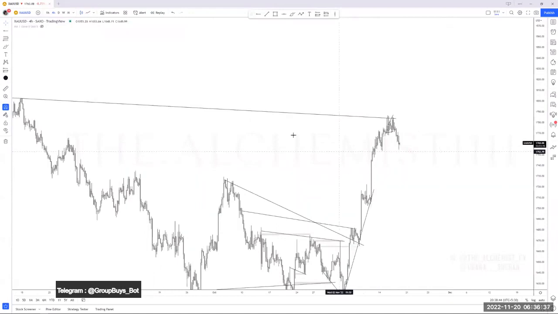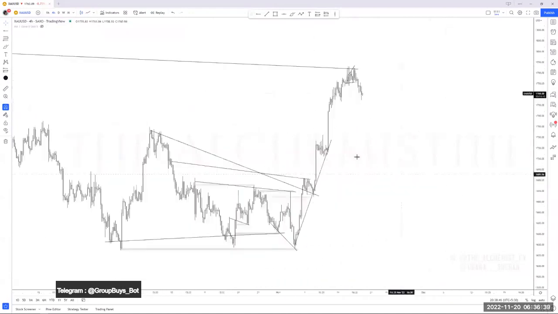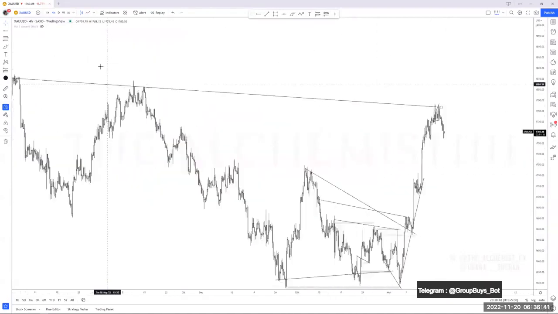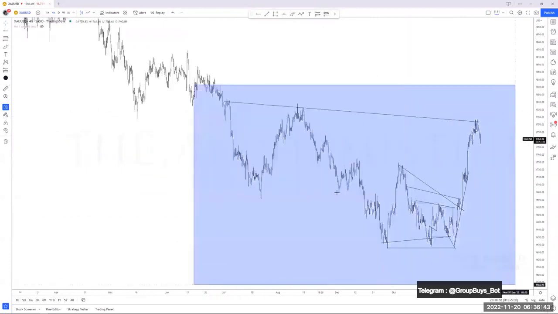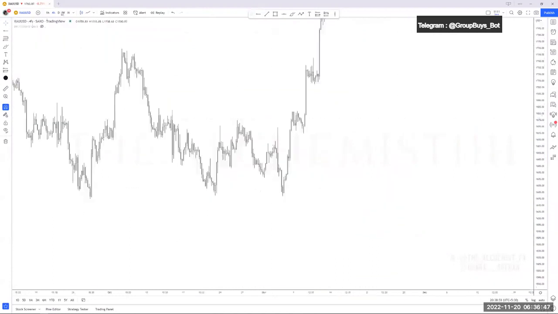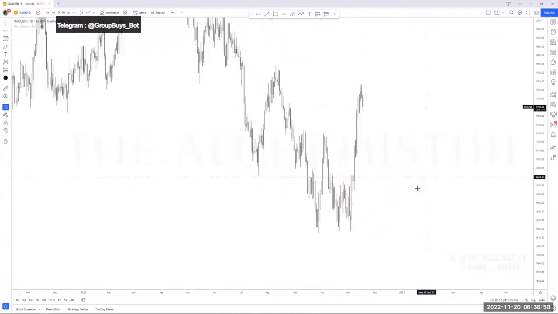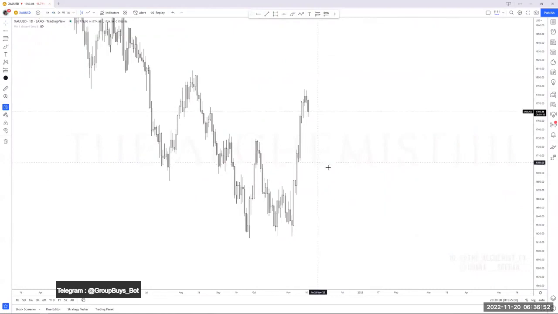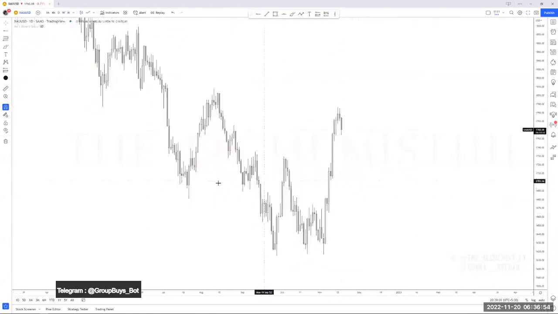So first thing, let me just show you some examples. Let me delete this, it's messy. Okay, so first thing, I told you what a support is. A support will look like a V, right? The V formation. That is what I told you. So let's see a V that actually played out.